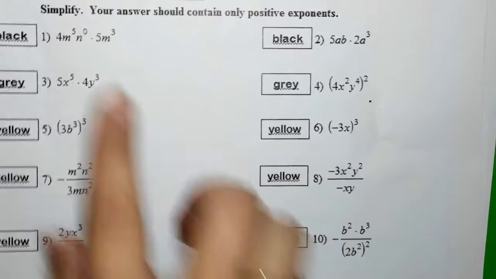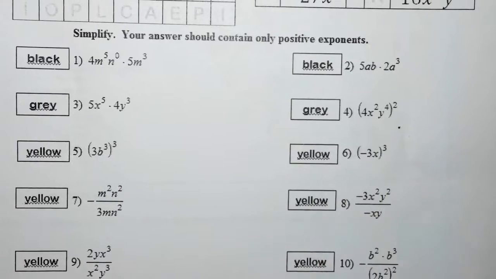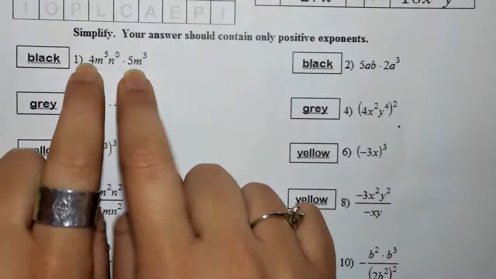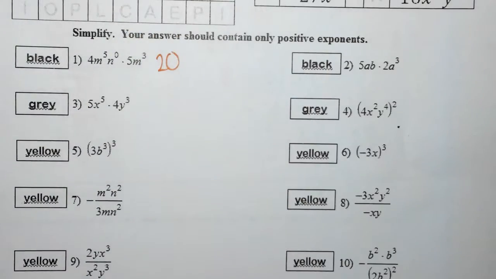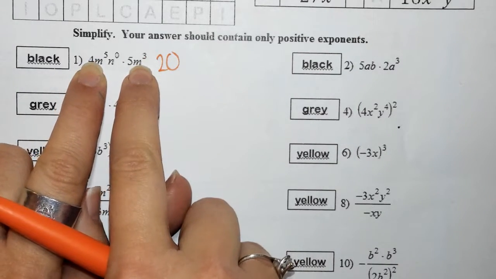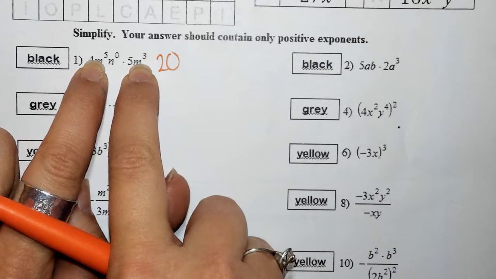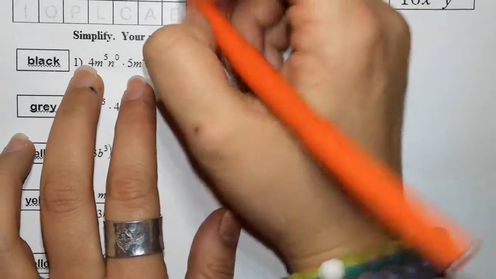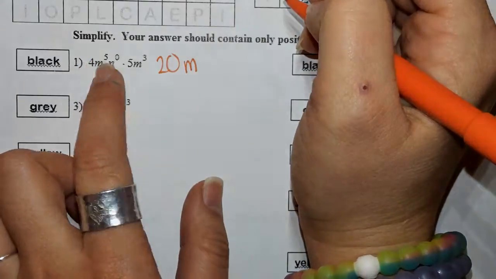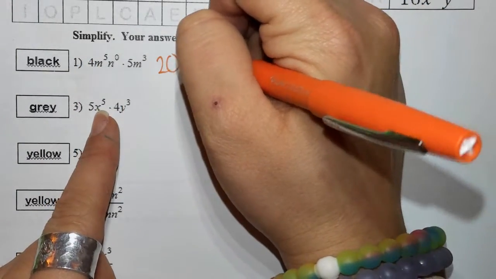Alright, so at the bottom, it says simplify. Your answer should only contain positive exponents. So, who can tell me what we would do on number 1 with the 4 and the 5? You would get 4 times 5 is 20. Now what would we do with our m's? Add. Why? Because we're multiplying like bases. That means we add our exponents. What's 5 plus 3? 8.